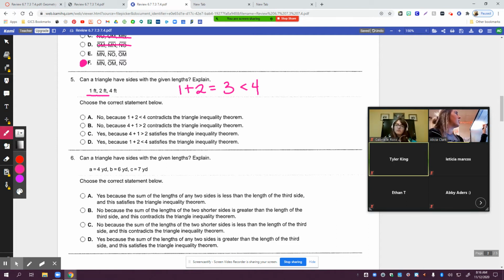So I need one of these no options, but make sure you pay attention to what they're adding. We added the two shortest, 1 and 2, so we need to make sure we click A. B looks like a no, but they added the wrong sides, 4 and 1. So make sure you list the right one there.